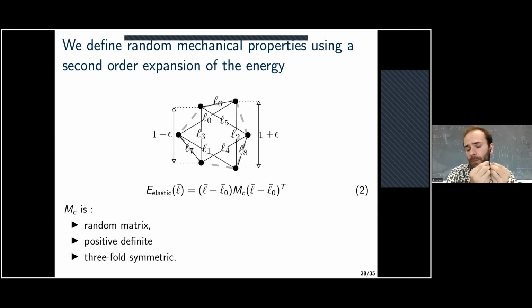And the important parameter here is MC, the coupling matrix that couples the different degrees of freedom with one another. And to draw a random elastic energy, we draw a random matrix. We impose this matrix to be positive definite to force the elastic energy to be stable, as otherwise that creates an unstable system. And we keep the threefold symmetry of the particles. So notice that any elastic energy can be represented in such a way, and that this matrix uniquely defines a free energy.